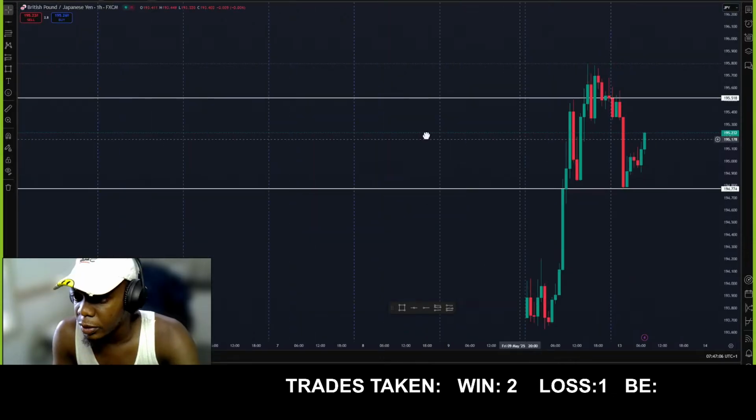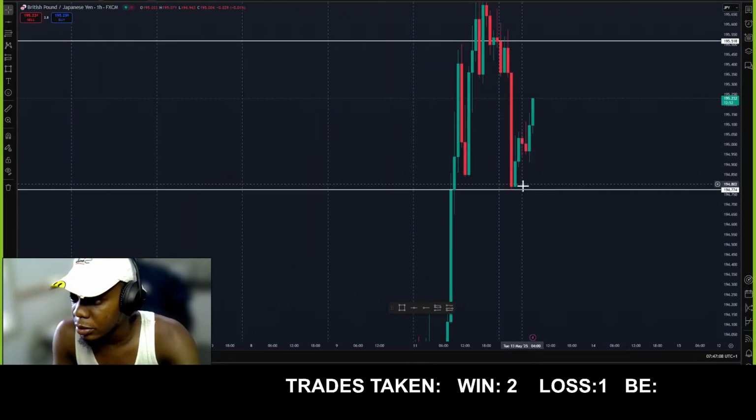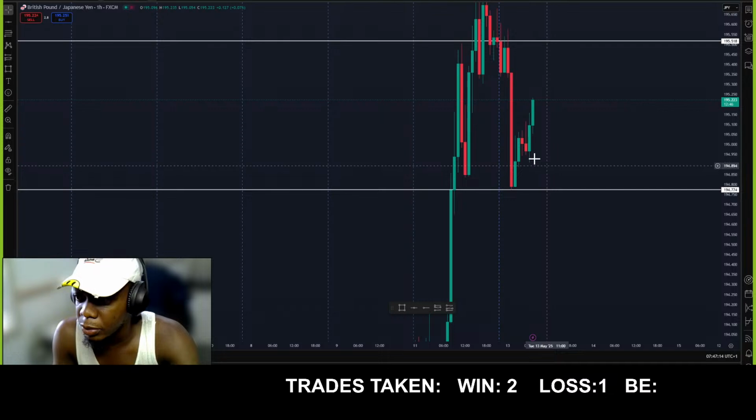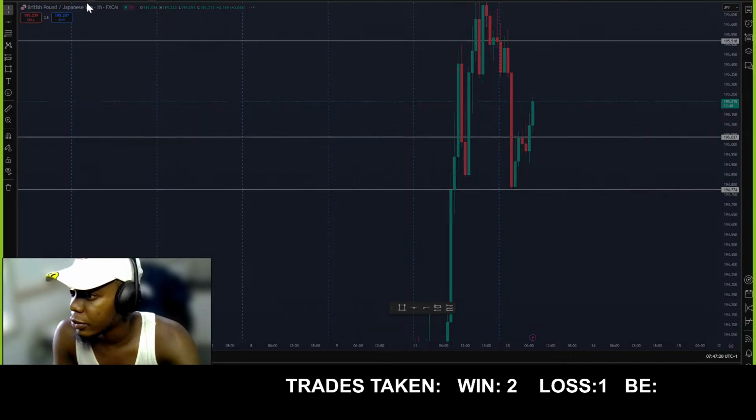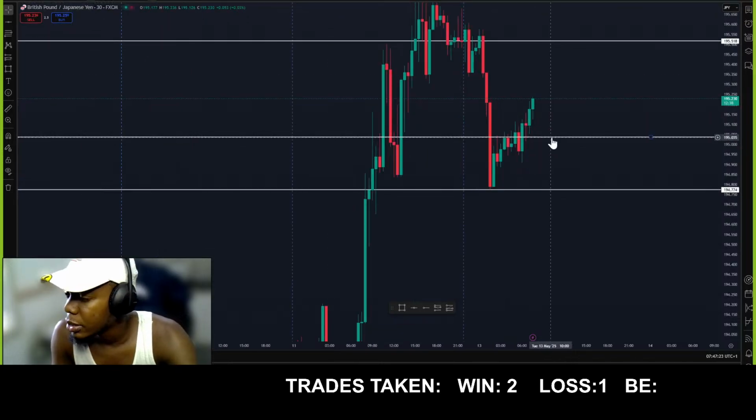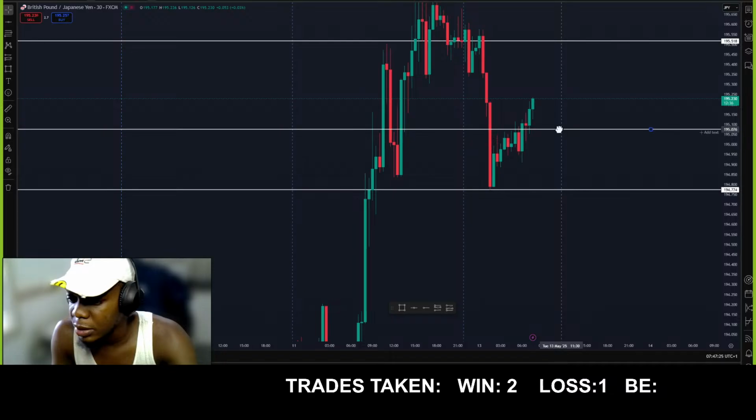Now the 1 hour price has done this bullish momentum. There's a high being created, there's a low being created, and this is the push to the upside. So this should look like a level of resistance on the 1 hour, and on the 30 minutes it can be adjusted to this upside.